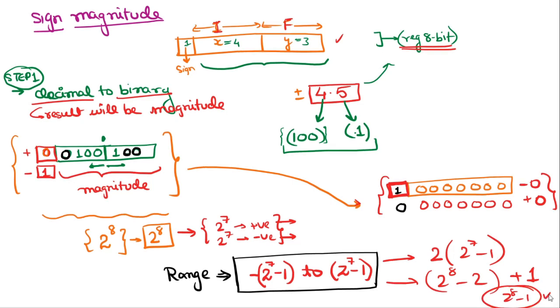So one space is not getting utilized in sign magnitude. Okay, so this is the issue with sign magnitude. This is not a very major issue, but this is one such issue present inside the sign magnitude way of representing any number. So let's go ahead with one's complement. Okay, let's discuss one's complement.